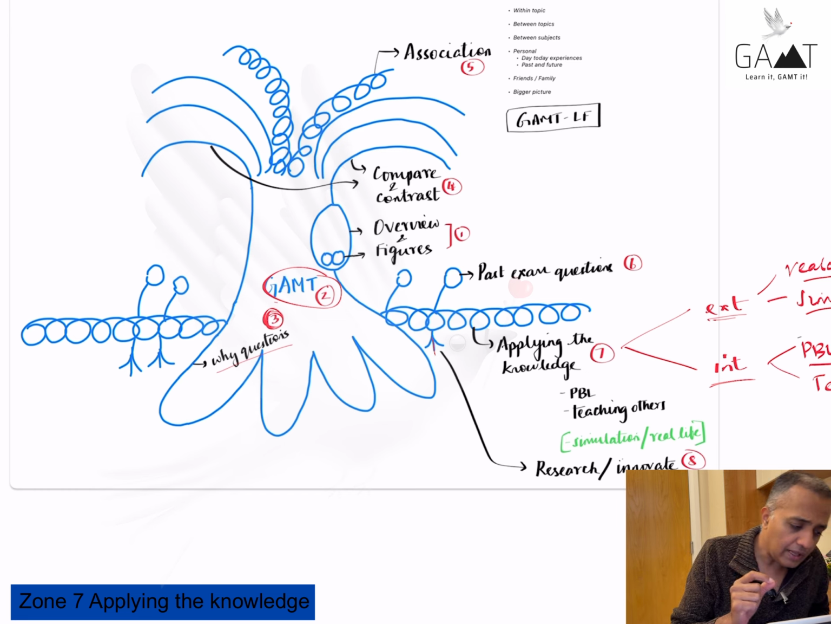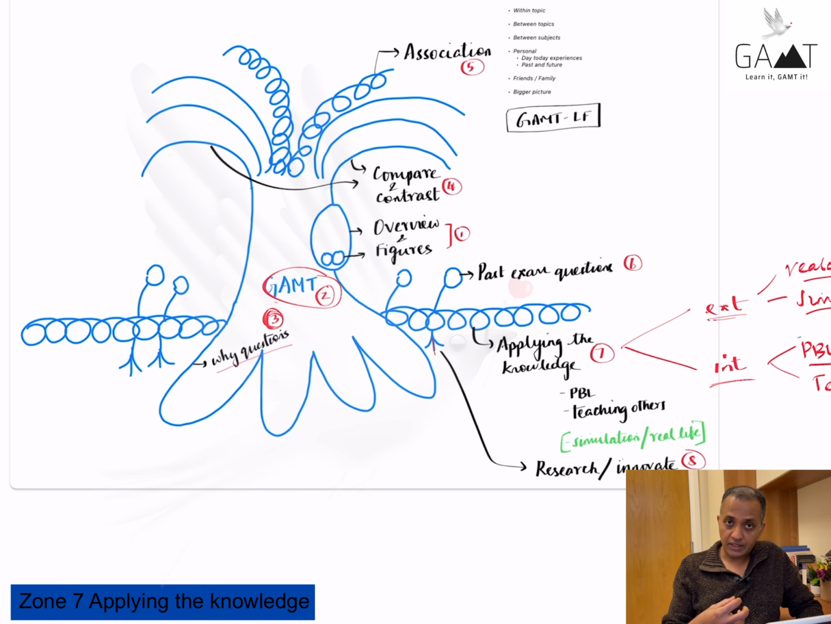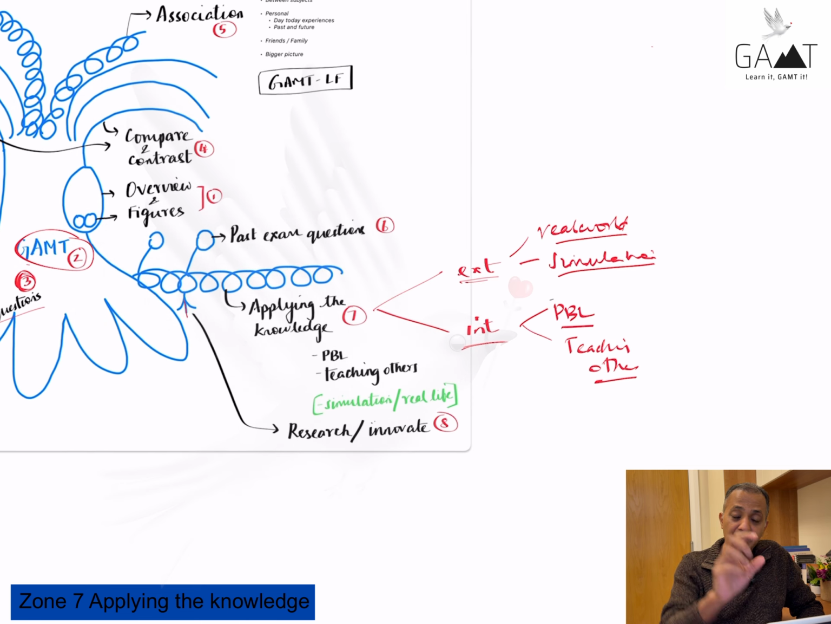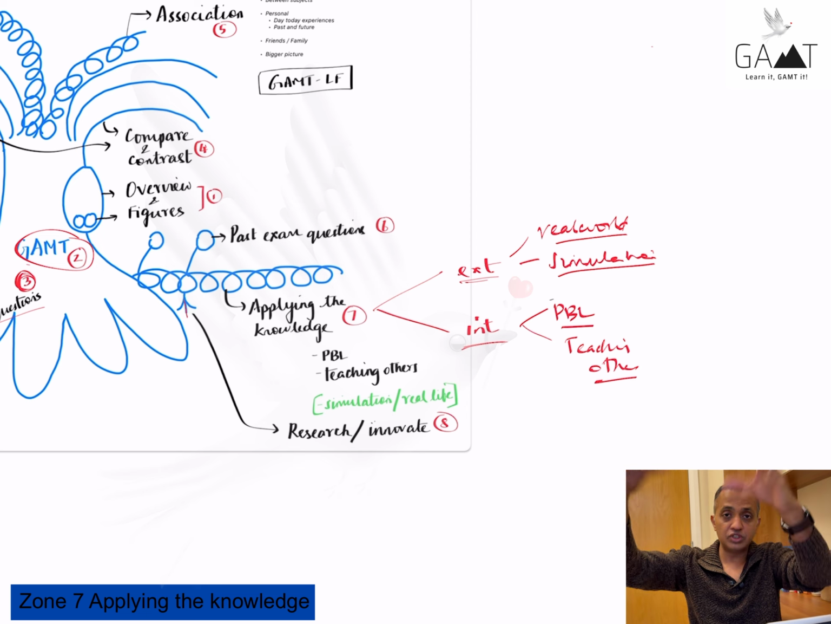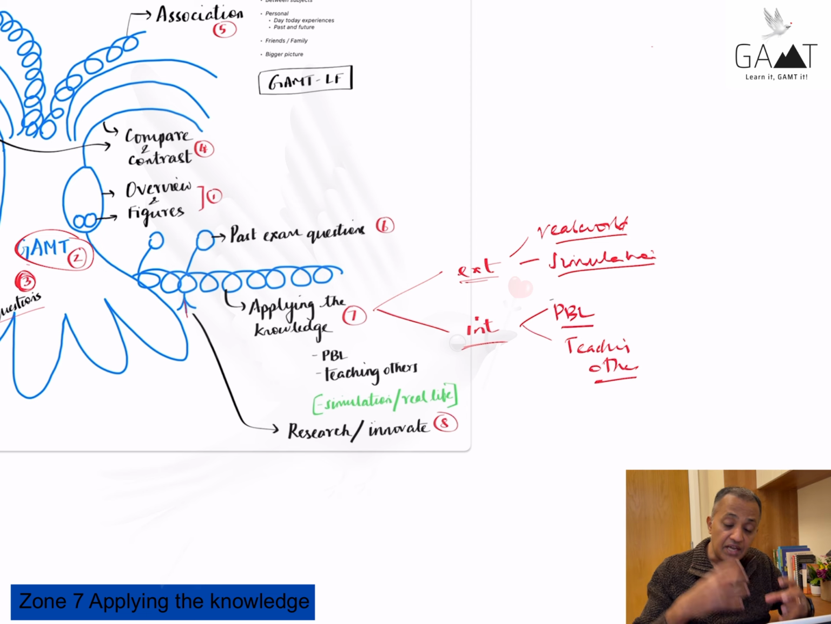So this is very important. This is very, very crucial. This is under your control, right? As I said already, applying knowledge has two categories: external and internal. The external is not under your control, so you've got to go for real world simulation. Internal is problem-based learning and teaching others. So you need to maximize the factors that are under your control.